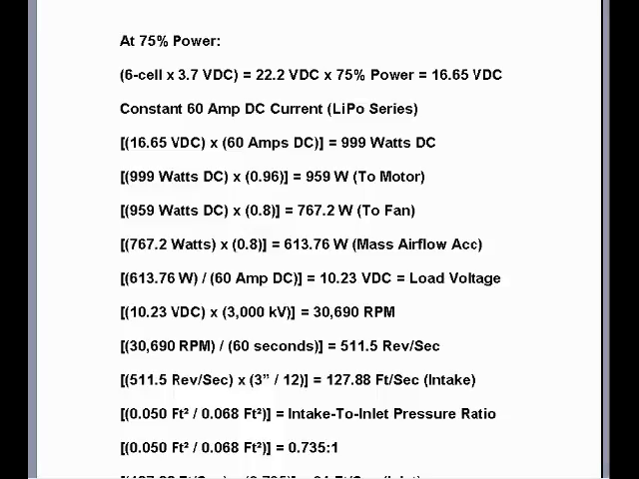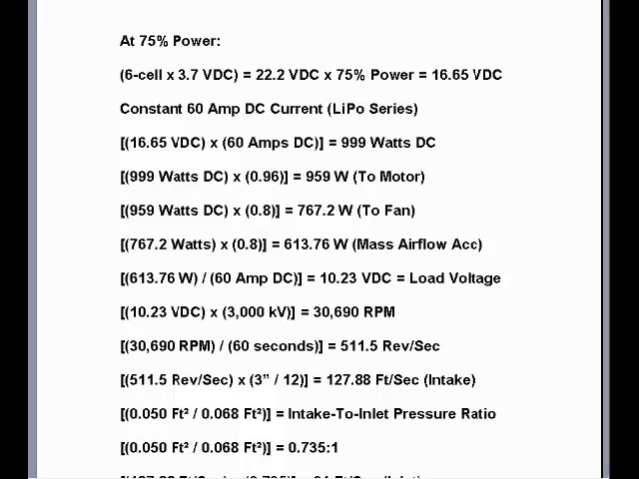767.2 watts mechanical power at the fan times 80% propeller/fan efficiency results in 613.67 watts of aerodynamic power when at 75% power, divided into 60 amps DC. We have a load voltage of 10.23 volts DC times 3000 kV. So at 75% power, the fan will be rotating at 30,690 RPM.